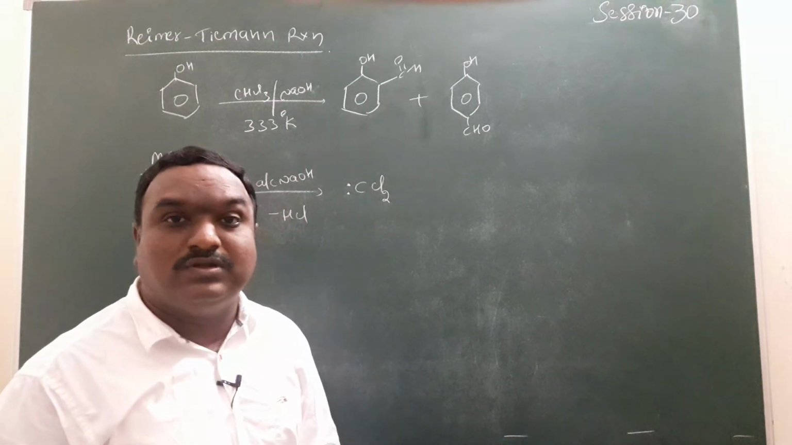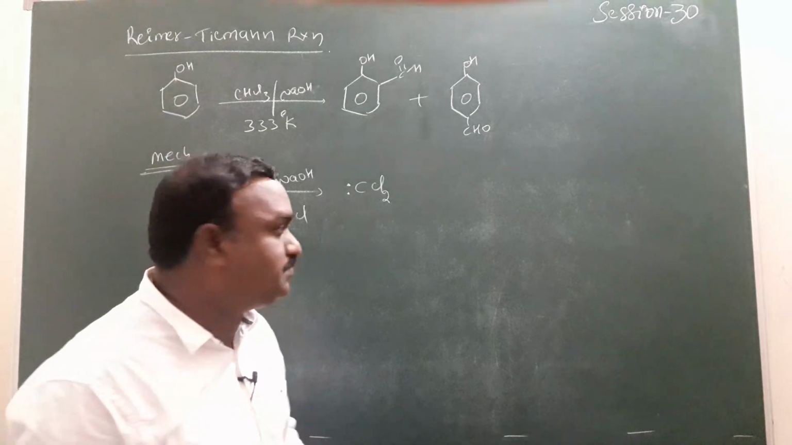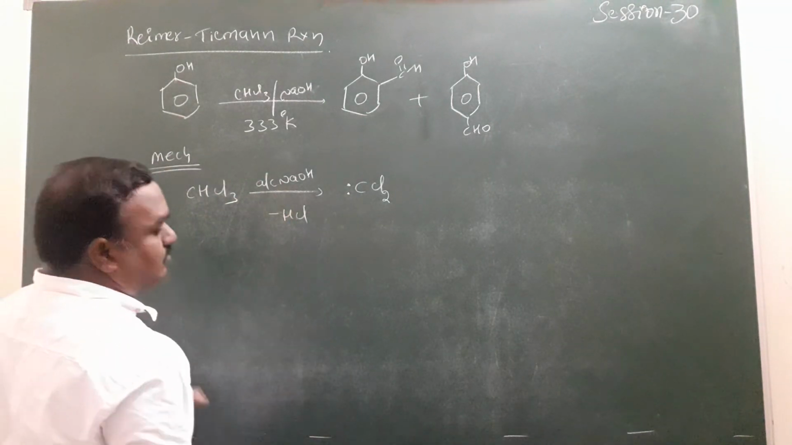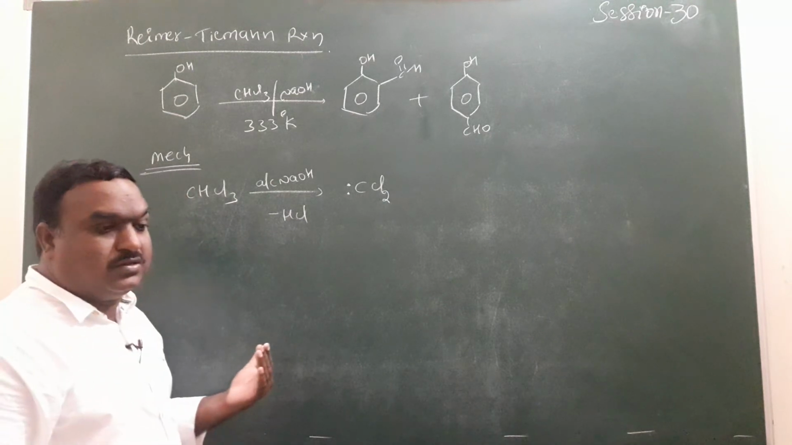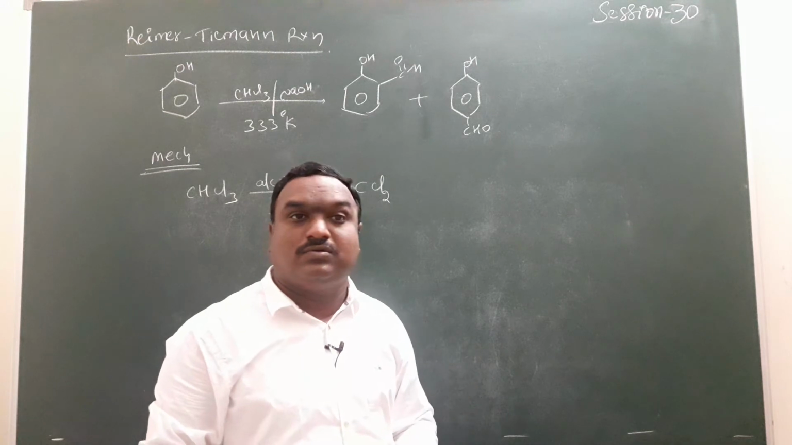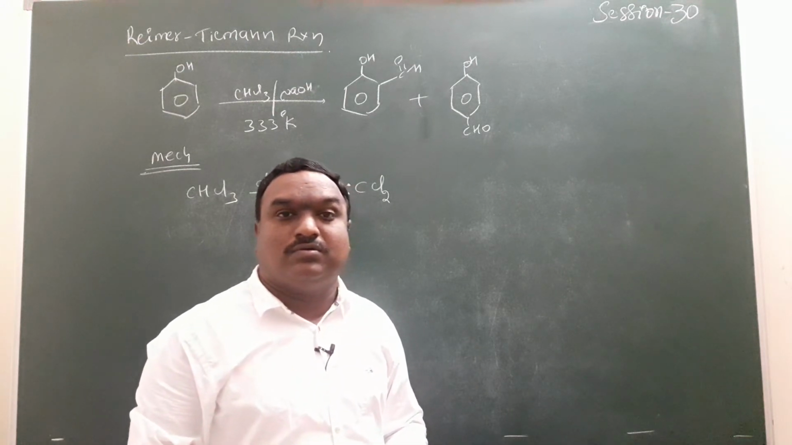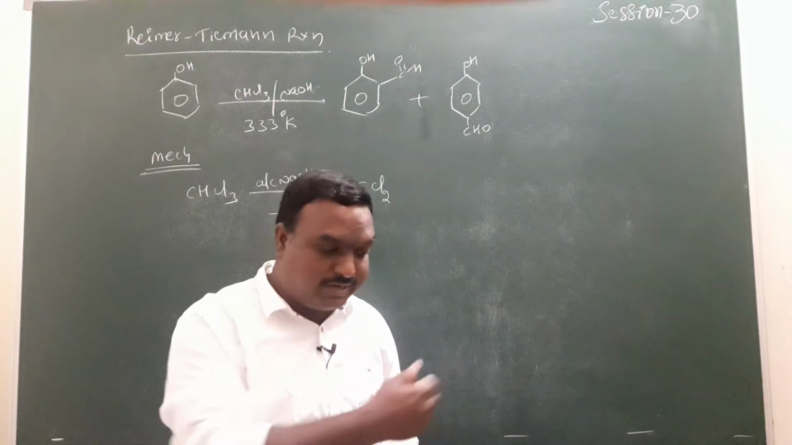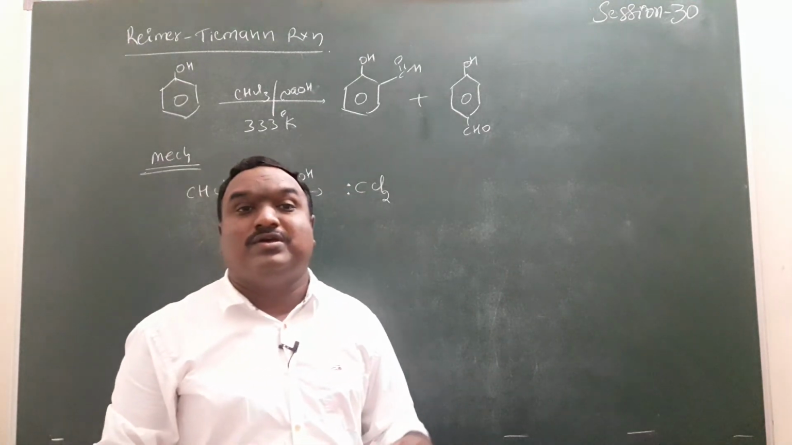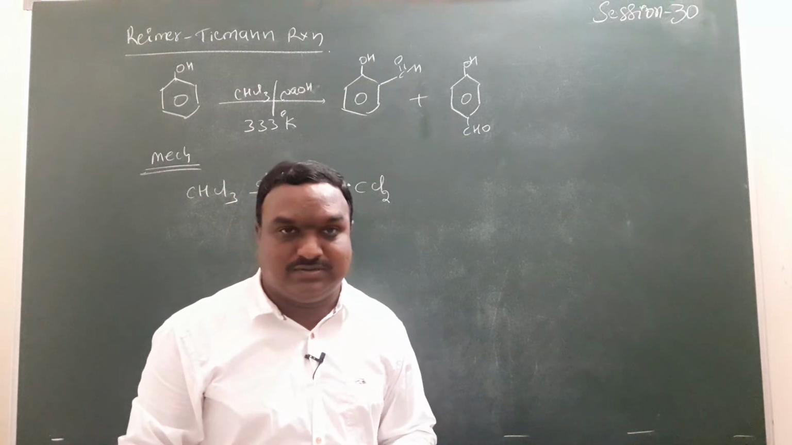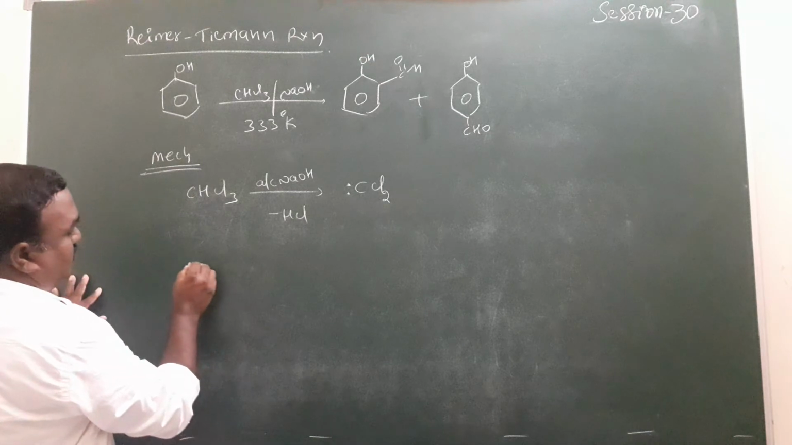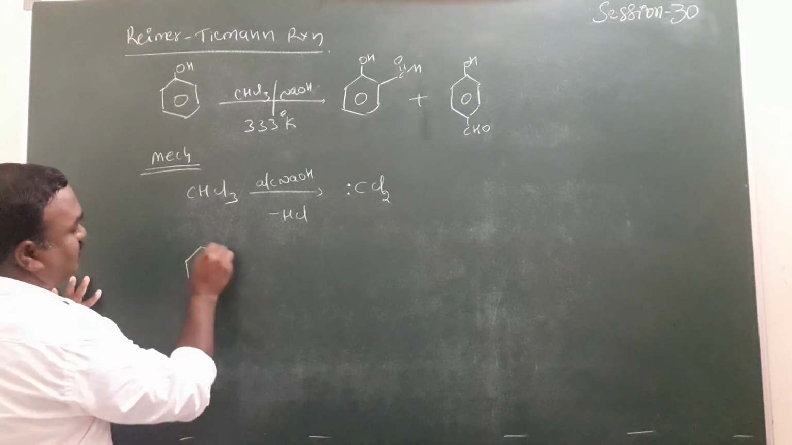How can you say that one? Based on the electronic configuration. So now, here the given medium is a base medium, and the substrate has acidic hydrogen. The weak acid compound reacts with NaOH to form sodium phenoxide, nothing but the phenoxide anion. Phenoxide anion is involved in this process.